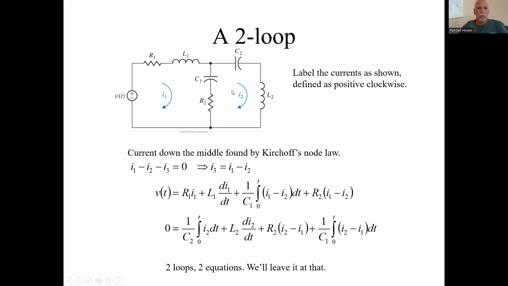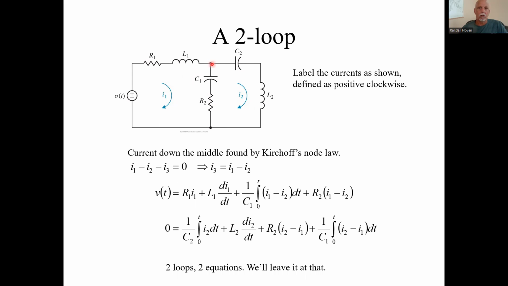So these little currents are something you, the analyst, would come up with. You get to define what you mean by positive. So I'll say there's a current around here, positive clockwise, and a current around here, positive clockwise.